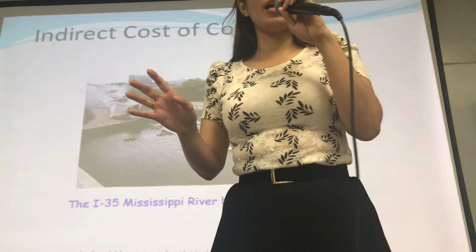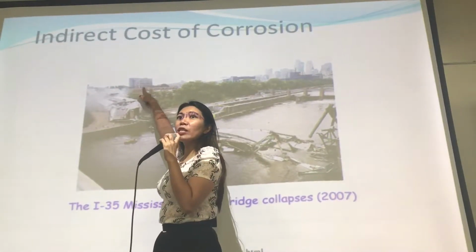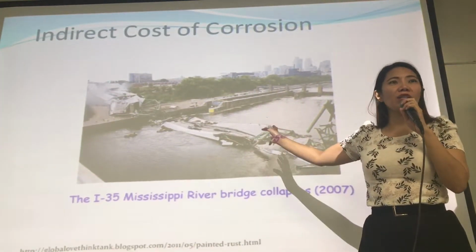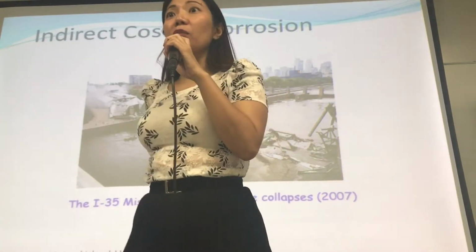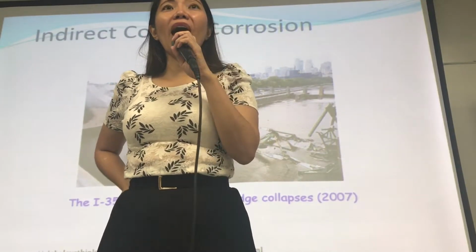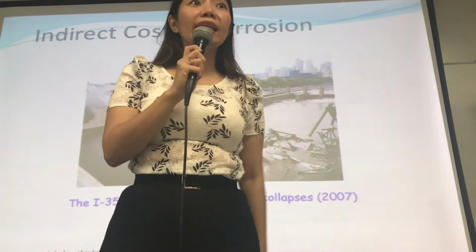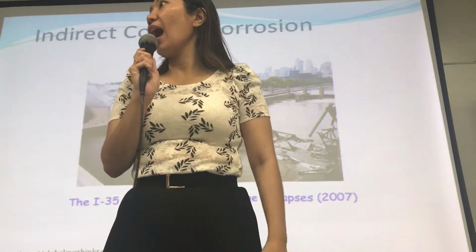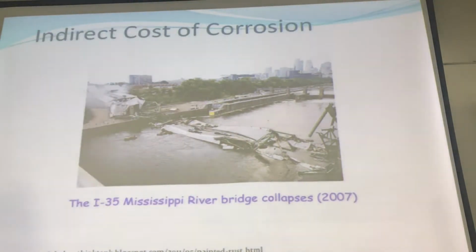That's direct cost, right? How about indirect cost? If you are someone who lives right there, you need to cross this bridge every day. Right now there's no bridge. You need to go maybe 10 miles to find another bridge to cross. That's a waste of your fuel, a waste of your money to buy the gasoline, and a waste of your time. That's called indirect cost. So we have indirect and direct cost.